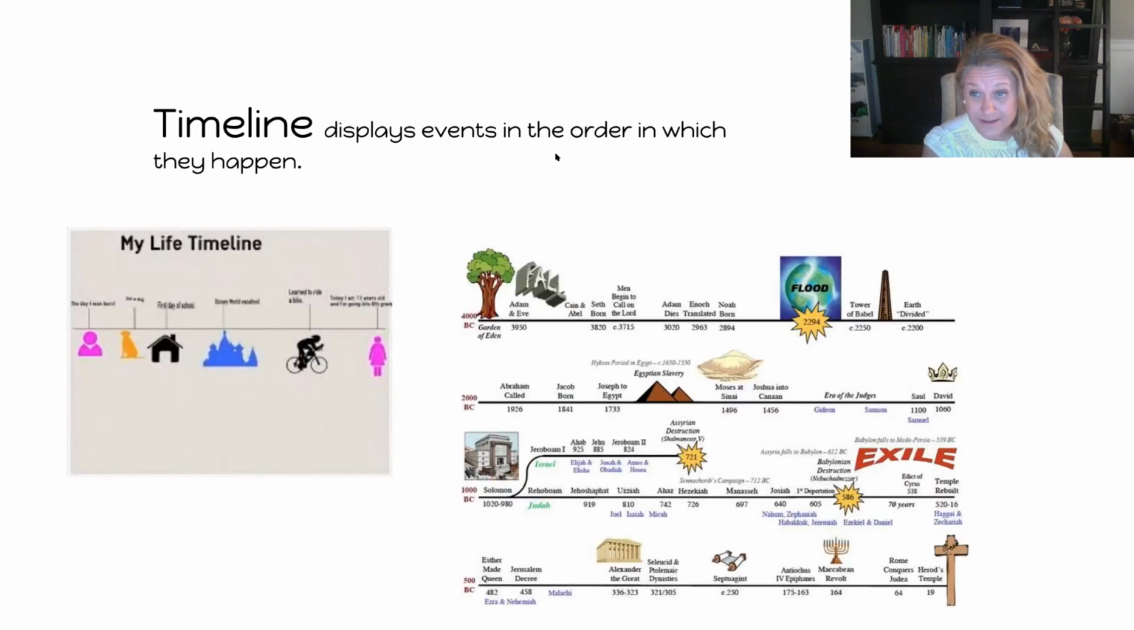The text feature I'm going to talk about today is known as a timeline. And what a timeline does, it displays events in the order in which they happen. So if we were supposed to make a timeline of your life, we think about when you were first born, what's your birthday, then maybe about when you took your first steps, or when you lost your first tooth, or when you first learned how to ride a bike. All these really big events we would plot in your timeline, okay?